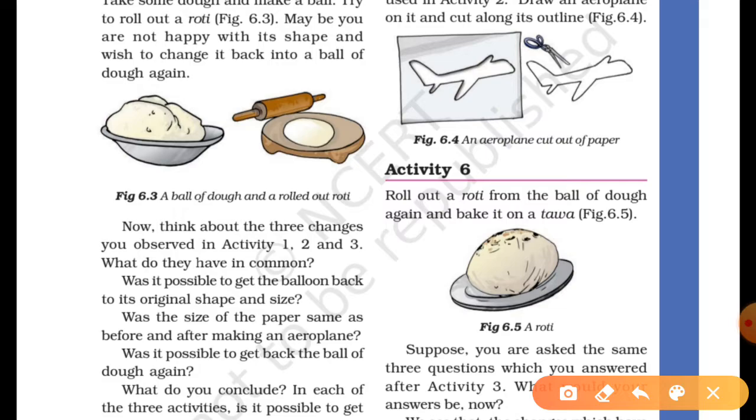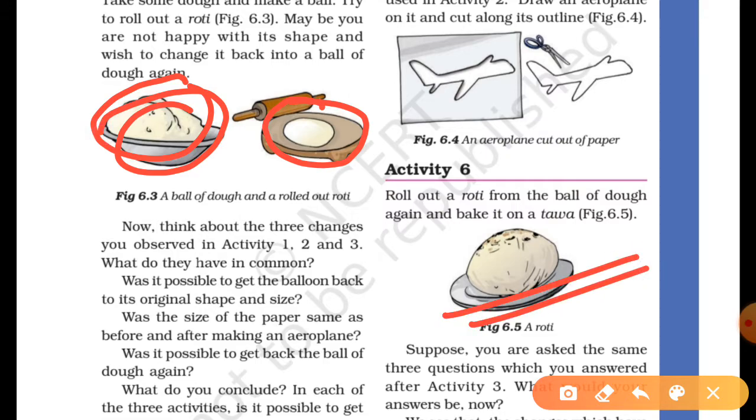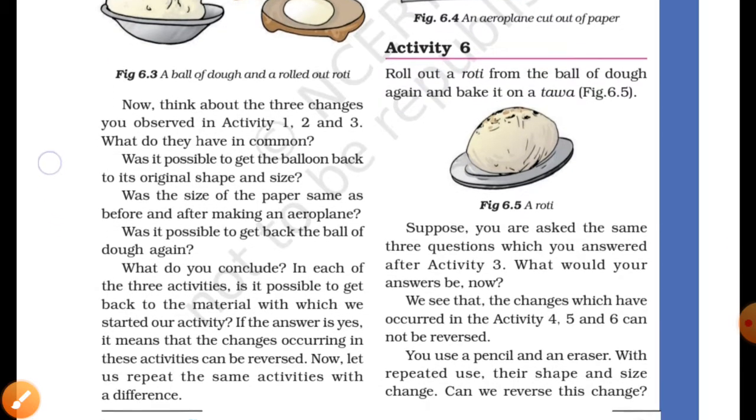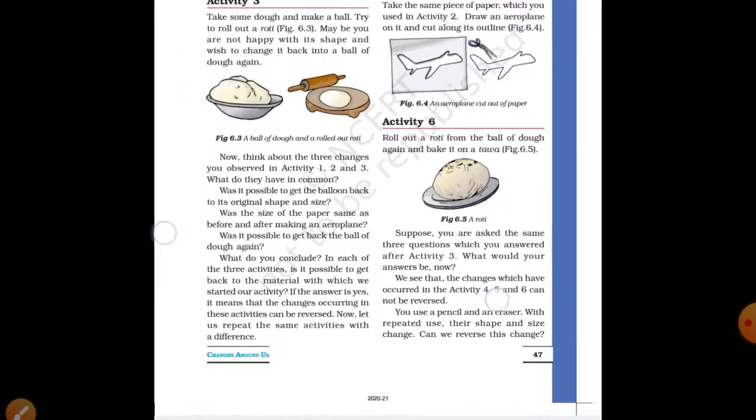Next, let's take another example: making a roti and baking a roti. If we have some flour, we can make a roti and reverse it back to the dough. But if we bake a roti, we cannot reverse it, because once it is baked, it cannot be reversed. This is an irreversible change, while the other is a reversible change.